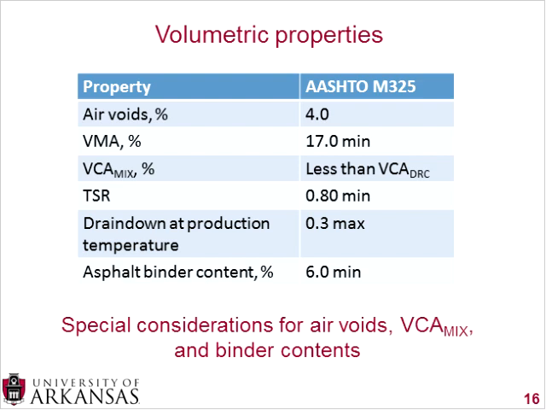You have your drain down test. There's an AASHTO drain down test that's run, and you want a 0.3% max drain down, which you can roughly relate to wanting no more than 0.3% of the binder actually moving down in your mixture. And then finally, your asphalt binder content, you're looking for 6%. So there's kind of a lot of information on here. I think air voids, VMA, TSR, those are pretty straightforward. But there are some special considerations for air voids. I want to talk a little bit more about this VCA, both the mix and the DRC. I'll define those in upcoming slides, and then also talk a little bit more about the binder content.